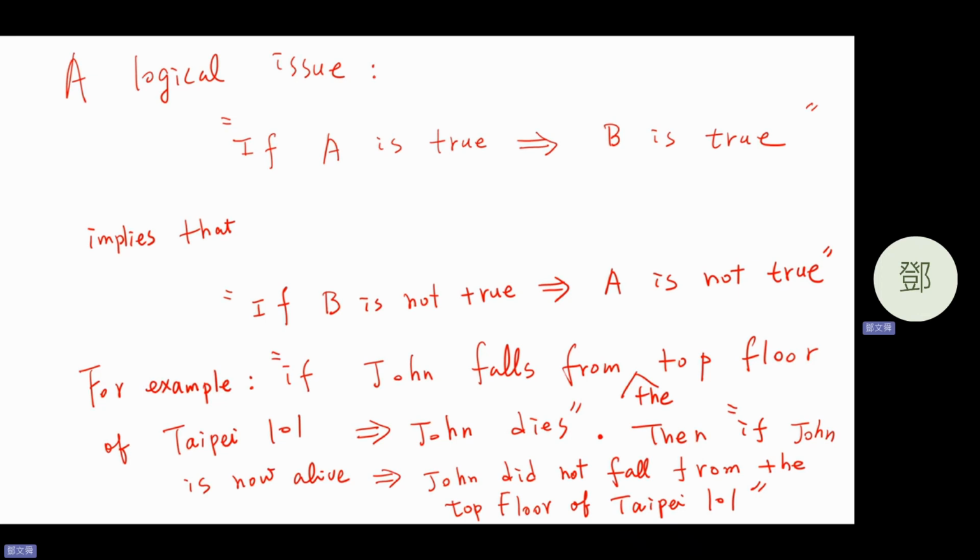A implies B. Then can you say B implies A? No, you cannot say B implies A. When A implies B, the direction is A to B, but you cannot say B implies A. But you can say not B implies not A, right? That's the logic. Not B: John is not alive. Then John did not fall from the top floor of 101.